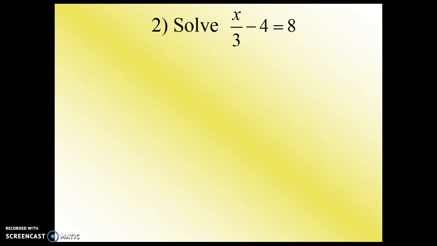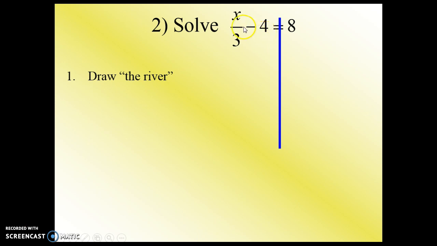So look at another problem. x over 3 minus 4 equals 8. Our first step is always draw the river. Before we start looking at this x over 3, we have to move the other number beside it. What number is beside this? Negative 4, or minus 4.